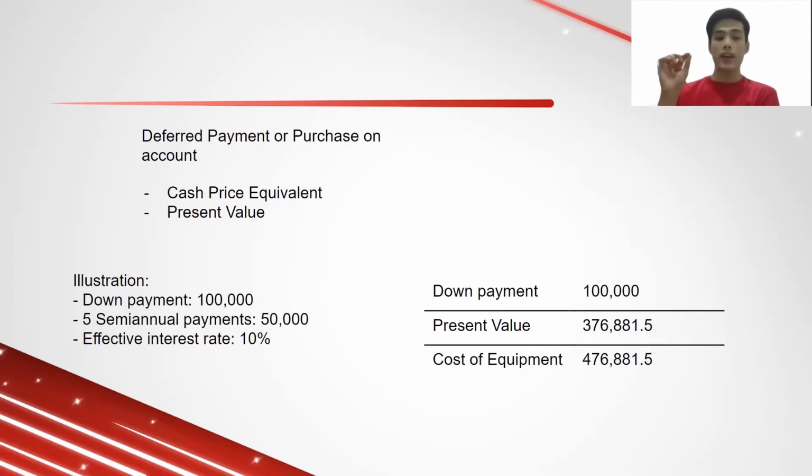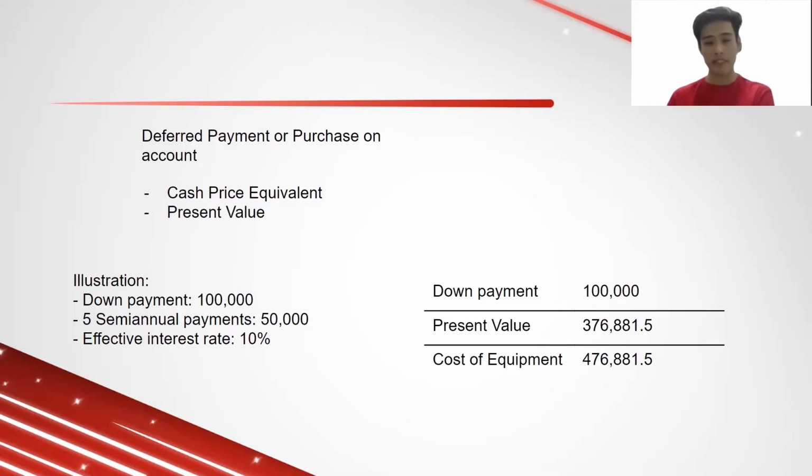First, you try to find, if any, a down payment, because it's the cost already incurred for the asset, which in this case is 100,000. And after that, you try to get the present value of the notes by the semi-annual payment and the interest rates given. And with those two, the down payment and the present value, you add them up. That's the cost of equipment.